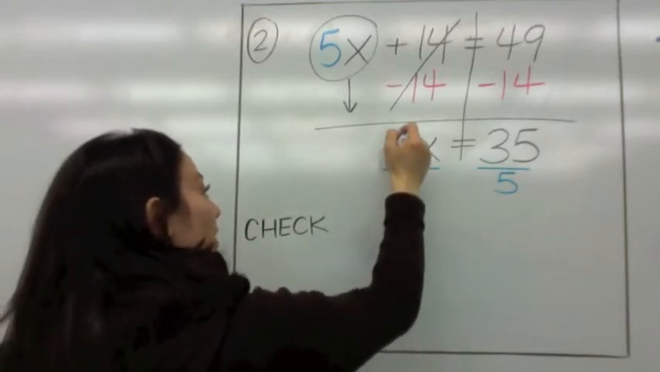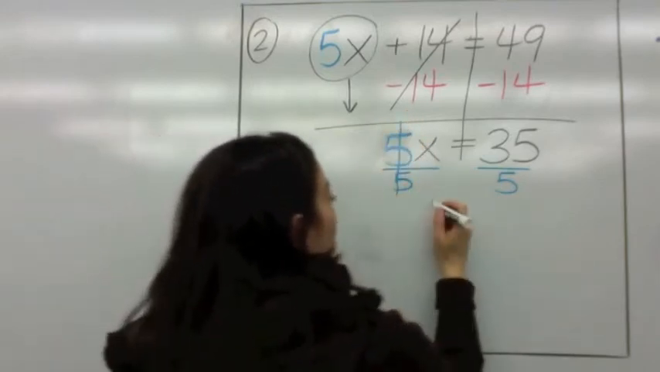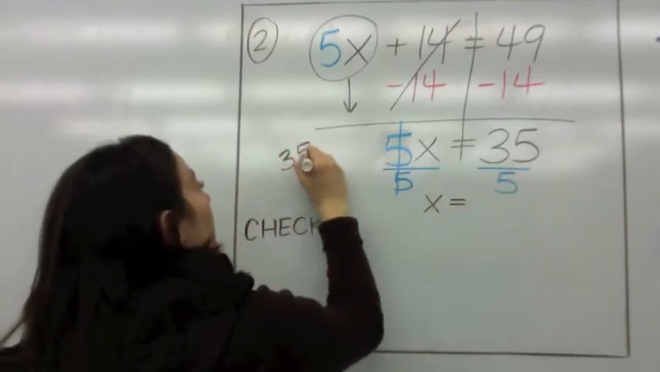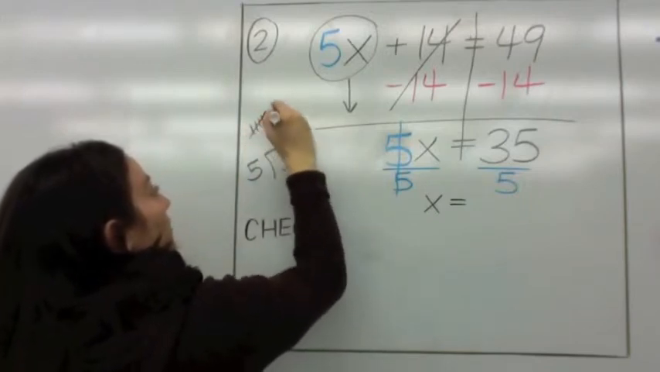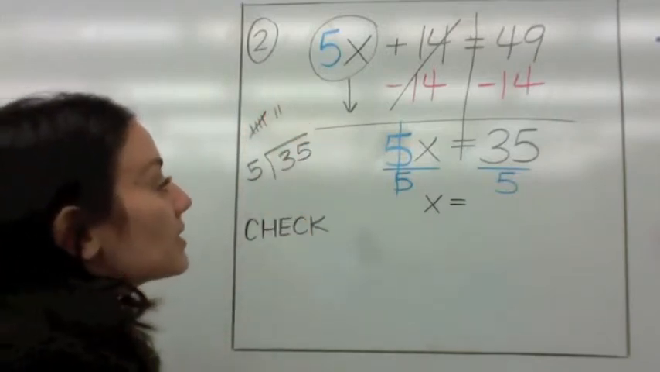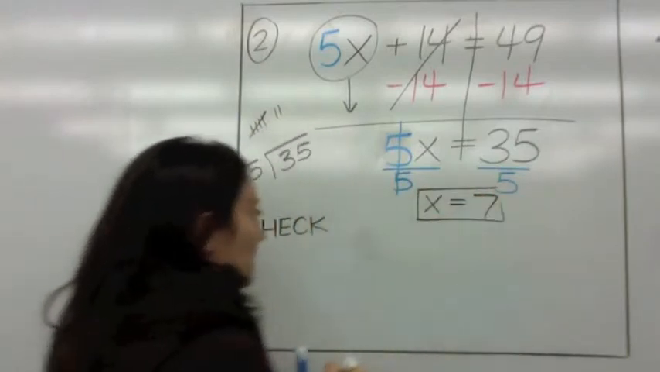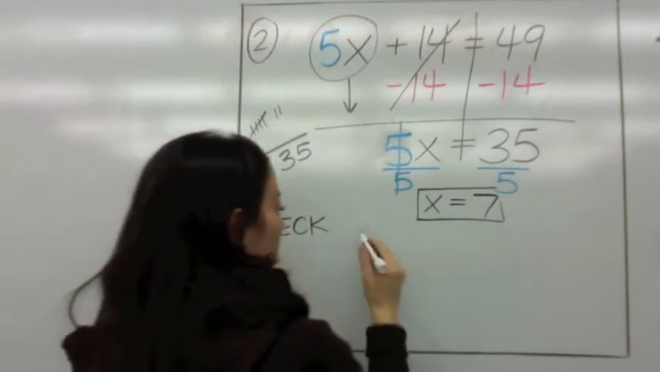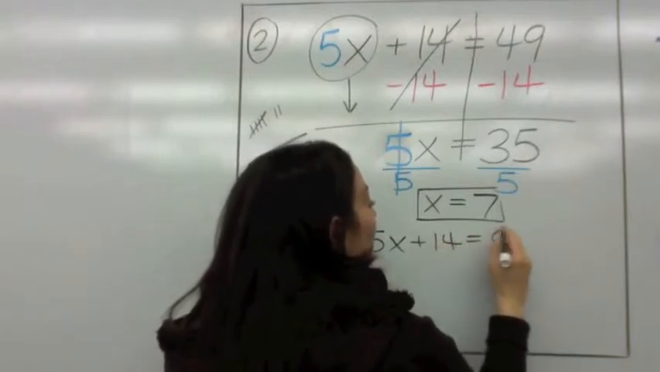And then 5 divided by 5 is 1. And now x equals 35 divided by 5. Again, 35 divided by 5 is 5, 10, 15, 20, 25, 30, 35. What is it? It's 7. Very good. Now let's check our answer by writing the original equation, which is 5x plus 14 equals 49.